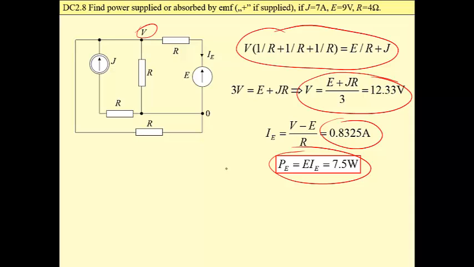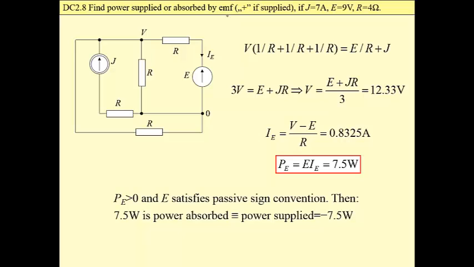The last question is whether this power is supplied or absorbed. Our source satisfies a passive sign convention. Power is greater than 0. This means that 7.5 is power absorbed. Our task is to find power supplied. Power supplied is minus power absorbed, minus 7.5 watt.